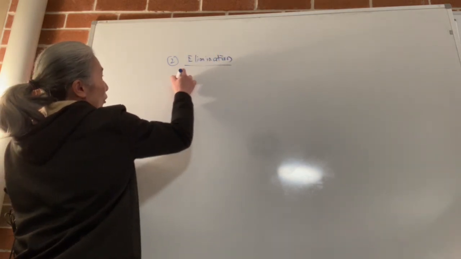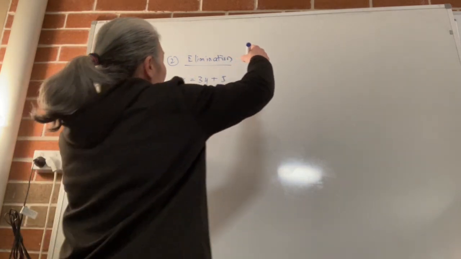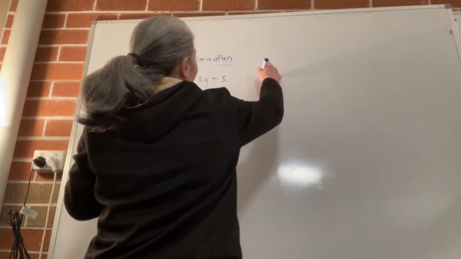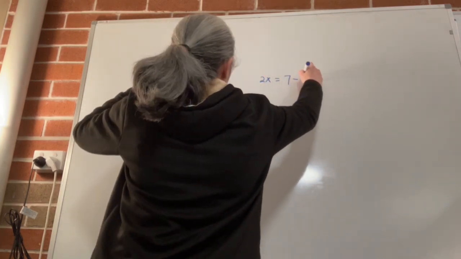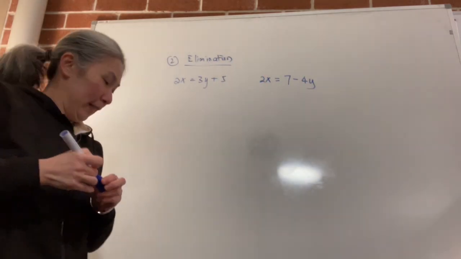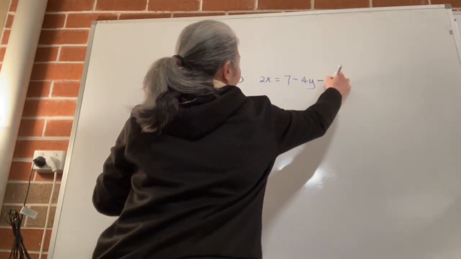So if I have 2x equal to 3y plus 5, and the other one, I can have 2x and make it equal to 7 minus 4y. Something like this. I call this equation 1, and that is equation 2.